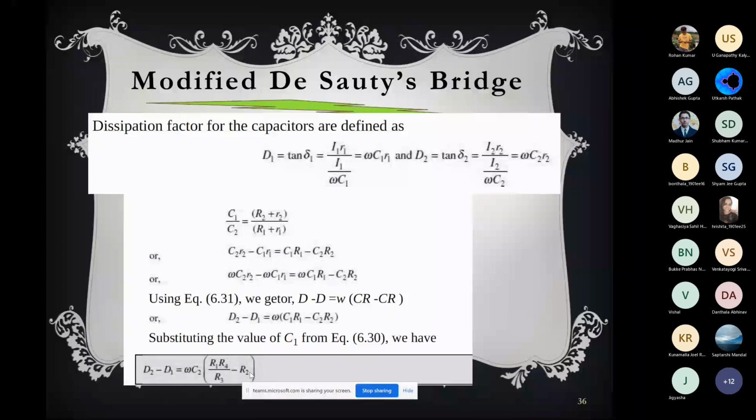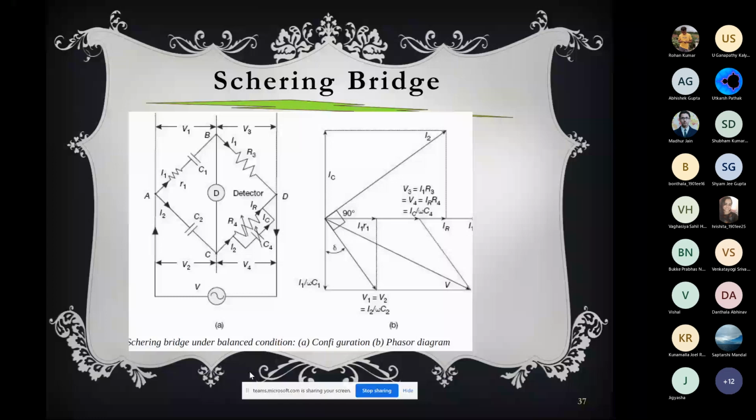Okay. So now next come to the Schering bridge. In Schering bridge, if you see, it also has four arms. So R1, C1 we are considering, C2 is the ideal capacitor, and a third arm is R3, and the fourth arm we consider as capital R4, with a capacitance parallel to it, which is C4. So our objective is to vary R4 and C4 so that a balance condition is achieved.